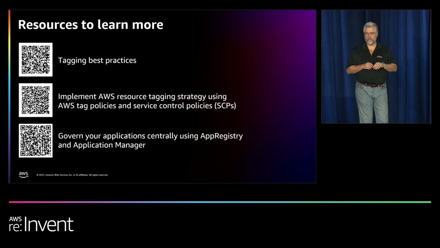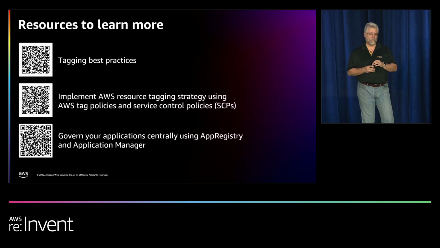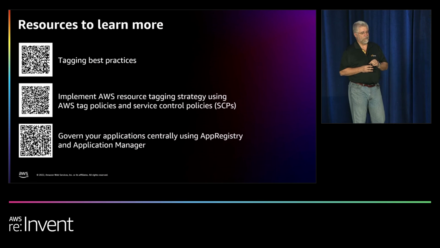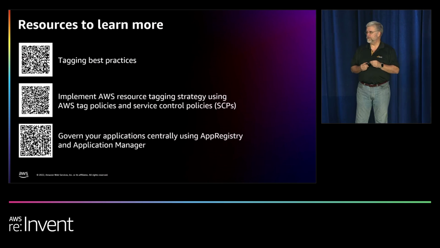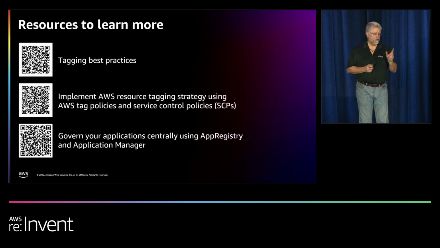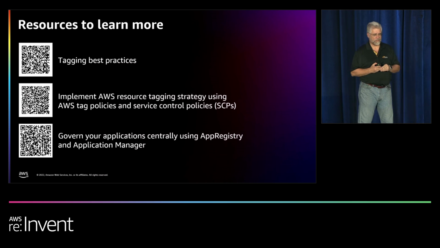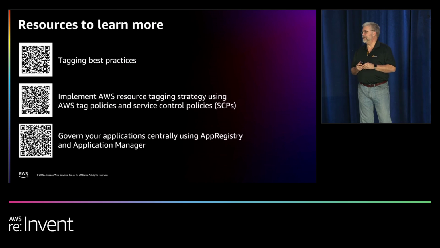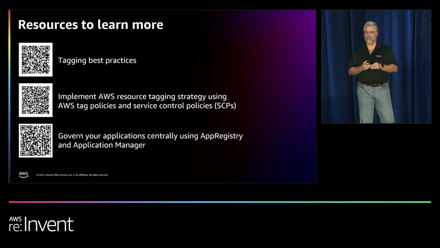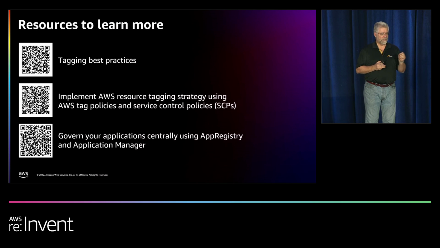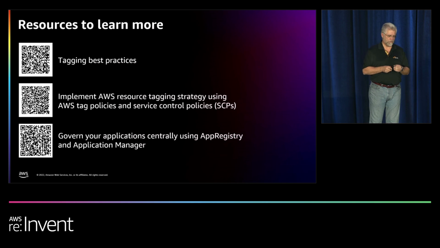Here are some good links to documentation to look at. The top one talks about tagging best practices, and I think it was just recently updated as well, so you definitely should take advantage of that. The second one is the blog I talked about. It talks about how you set up a tagging strategy using tag policies and SCPs that we discussed as a way of controlling tags getting put on resources. And the last one goes into more detail about how AppRegistry and Application Manager together get this environment ready for you and how you can really take advantage of monitoring and managing your world through Application Manager.